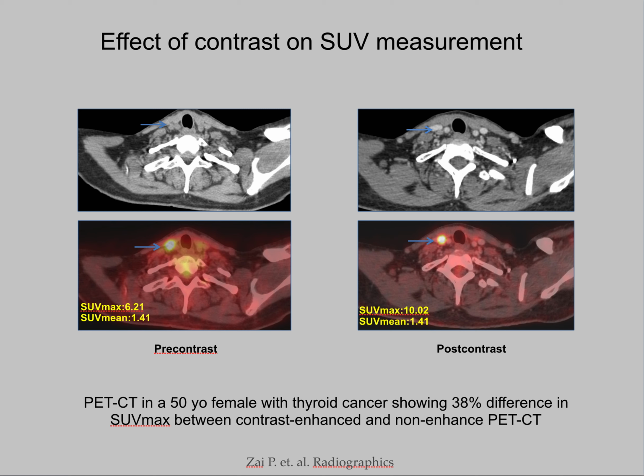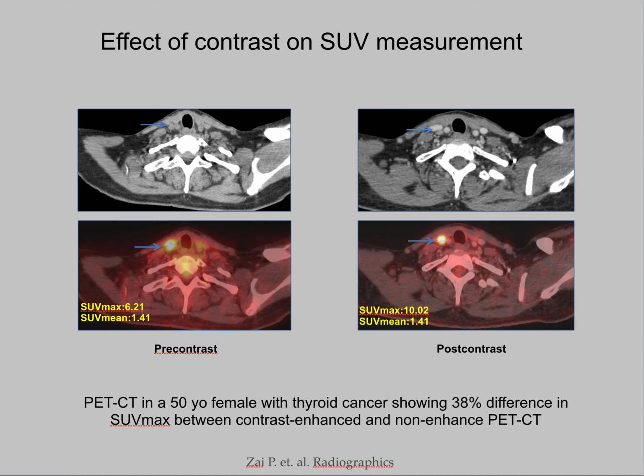On the non-contrast images, we can clearly see the tumor, and we can measure the SUV max of 6.2. On the post-contrast images, we see the tumor way better. However, the SUV max is 10, and this results in inappropriate attenuation correction from increased density of the tissue in post-contrast images. So in this particular case, the difference is 38%, which is rather substantial.